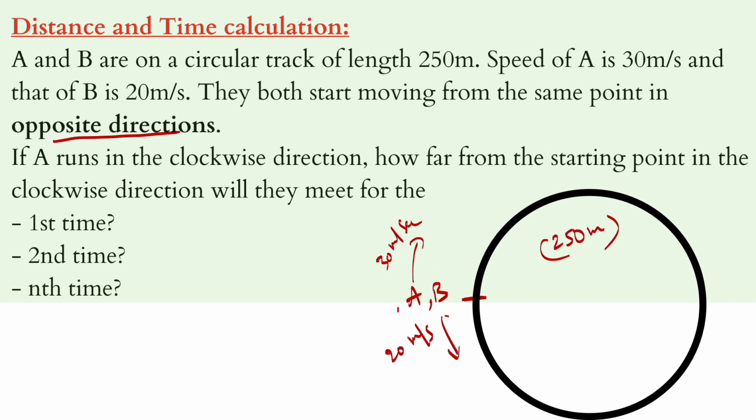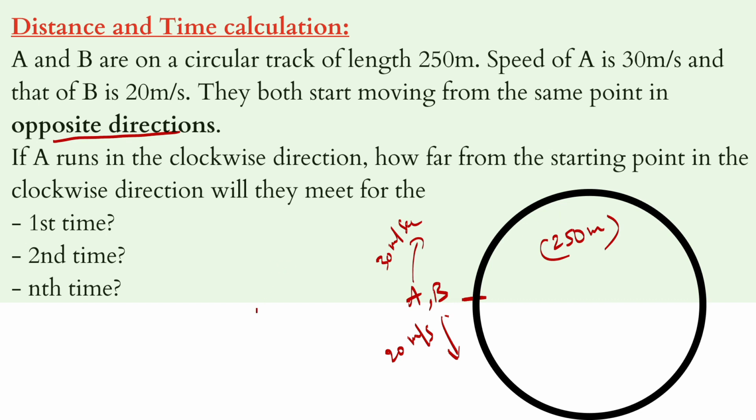And what is the relative speed now? They are moving in opposite directions on a circular track. What is the relative speed when two bodies move in opposite directions? Should we add the speeds or should we subtract the speeds? We must add those speeds, because it's like the train concept. In the train concept, if two trains move towards each other, then we add the speeds of the trains. In the same way, on a circular track, when two bodies move in opposite directions, the distance covered, the speed gets added, right?